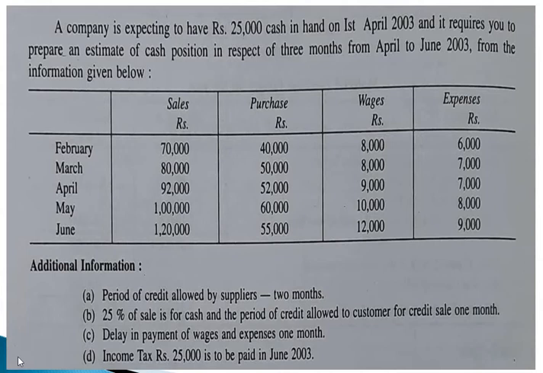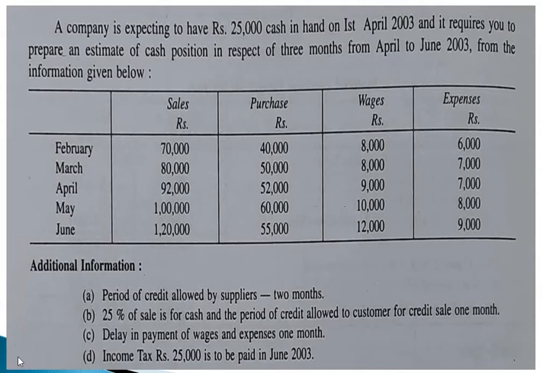So the first one says the period of credit allowed by suppliers is 2 months. So we'll assume that all purchases are credit purchases, and if the period of credit allowed by suppliers is 2 months, it means that purchase in the month of February will be paid in the month of April, purchase in the month of March will be paid in the month of May, and purchase in the month of April will be paid in the month of June.